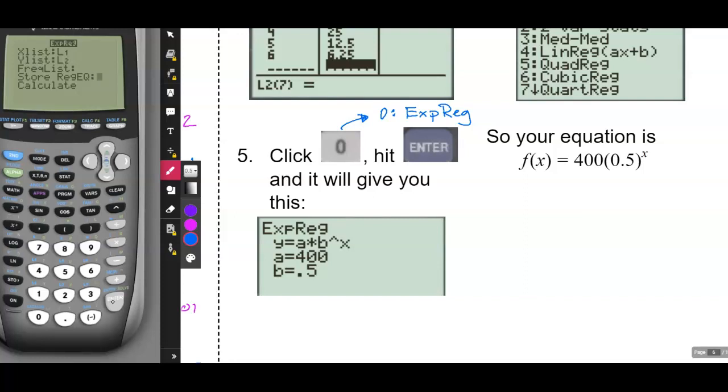Now, I won't tell you, there's a way that you can store this so that it immediately puts it into Y equals for you. But in Algebra 2, I don't think that we're doing too much with these equations where you would need to store them to do future things. So we're going to skip that step. So you're just going to click Enter, enter, enter, enter.